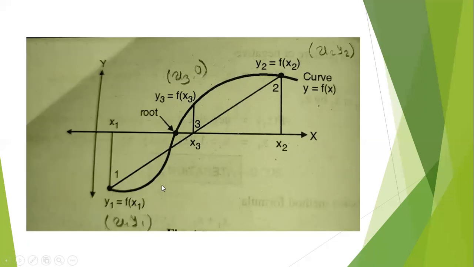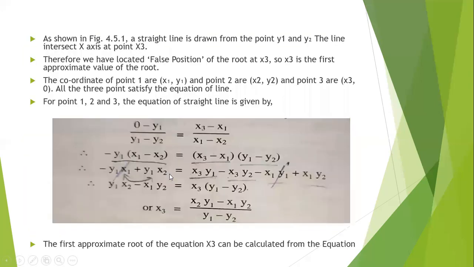Sorry, (y3 minus y1) upon (y2 minus y1) upon (y1 minus y2) is equal to (x3 minus x1) upon (x1 minus x2). From this calculation, cross multiply, then minus y1 into (x1 minus x2) is equal to (x3 minus x1) upon (x1 minus x2). This is your cross multiplication. The minus y1 into (x1 minus x2) is equal to (y1 minus y2) into (x3 minus x1).